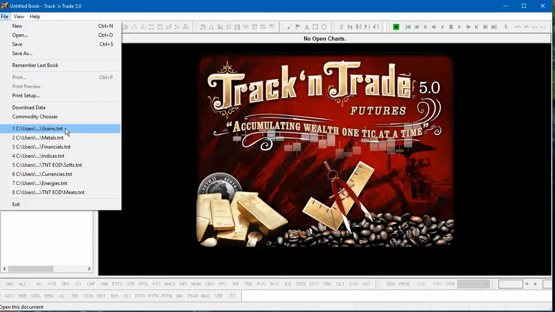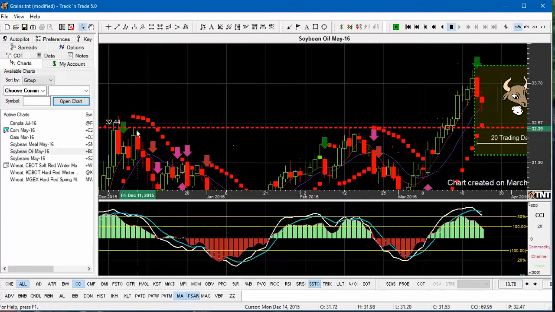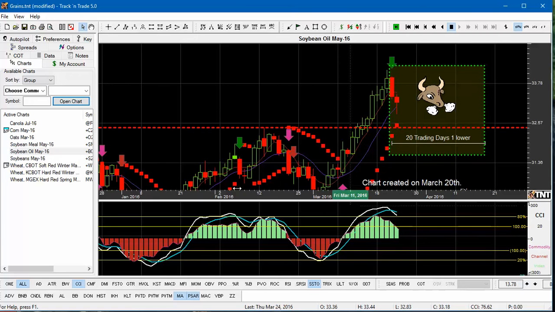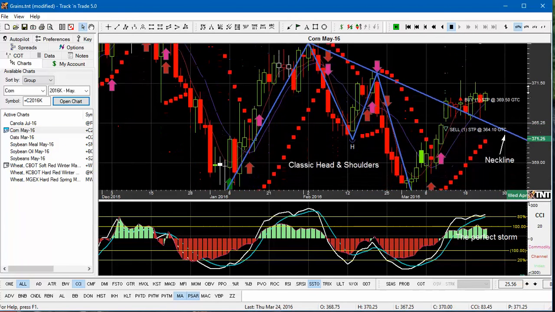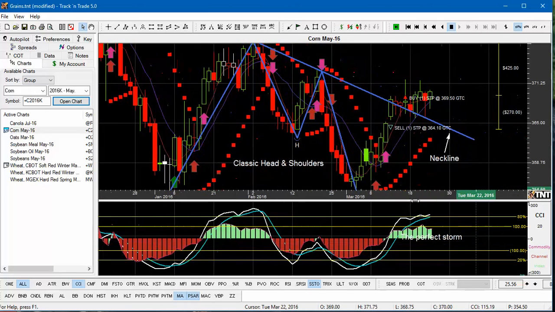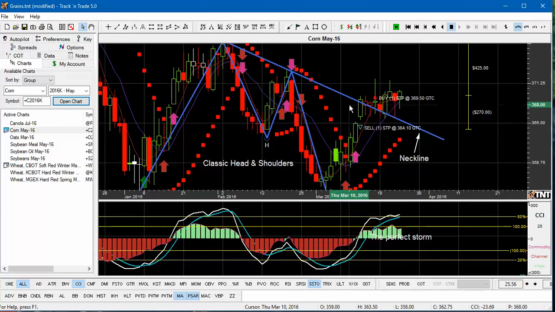Like here's the grains. I've got all the grains broken down, as you can see, with the charts updated, indicators and everything else in them. Here's corn as an example. I draw out all the charts. I do all the analysis on the charts. I'll share those with you. And when you see trade alerts, if you subscribe for the trade alerts, the watch list, you'll see all the charts and everything else that I've done in there.